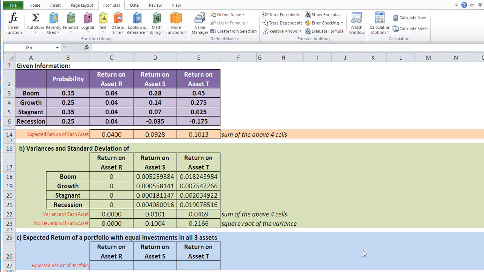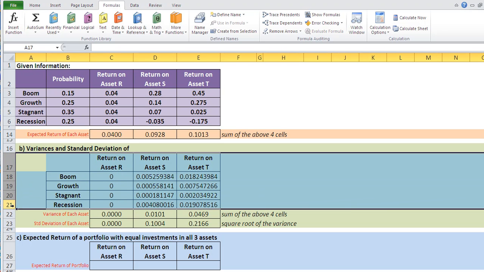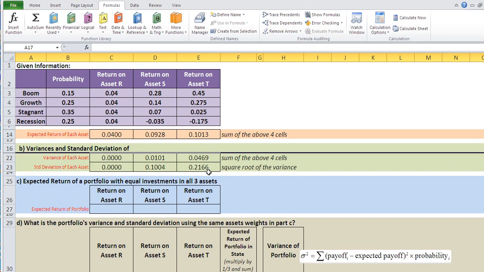Okay, gang, let's see if we can finish up this problem. So we have calculated now the expected return of each asset, which we have here. We've calculated the variances and the standard deviation of each asset, which we have there. So let's go ahead and hide this to make room for the next part, which is C, which asks us for the expected return on a portfolio with equal investments in all three assets.